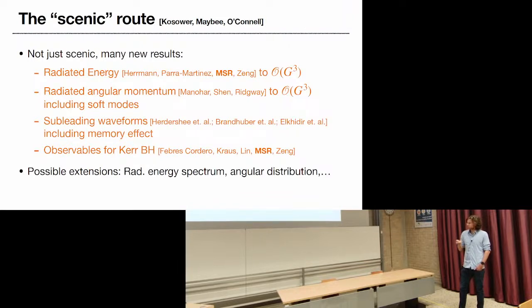This has been done to obtain a bunch of new results. So the radiated energy in the process, the radiated angular momentum, waveforms, which is a pretty recent development, and also observables with spins. And exactly, in principle, it's also very straightforward to get more differential observables. So, for example, angular distributions and so on out of this kind of framework.